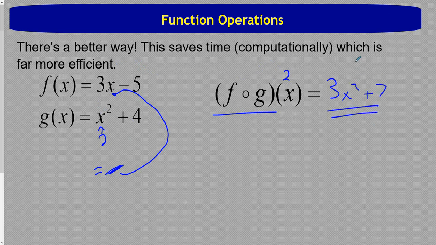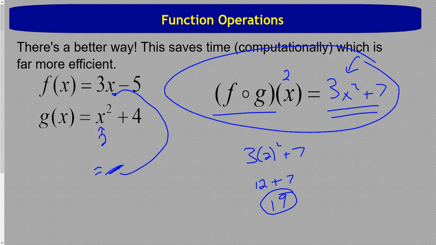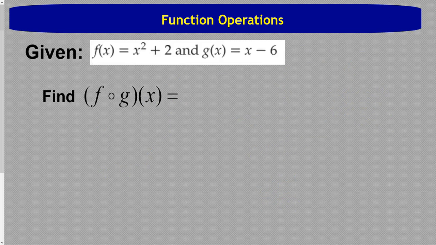If I plug in the magic 2 in here, like we had in that made-up example from before, 3 times 2 squared plus 7, well, the 2 squared is 4, times 3 is 12, plus 7. What's that? 12 plus 7. Hey, that's the same 19 we got earlier when we did them one by one. So that's just kind of proof that you can do them one by one, or you can compose the functions into one new composite function.